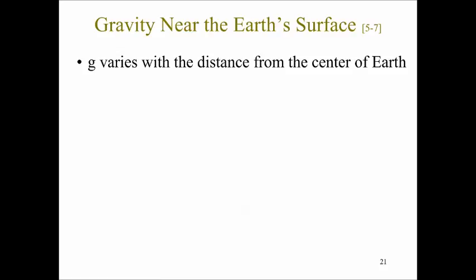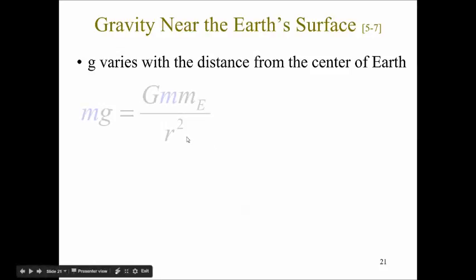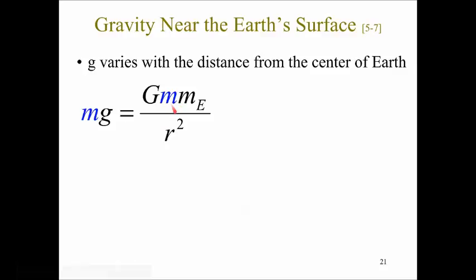So we will be able to calculate that using this universal gravitation. For us to do that, we take the weight, which is mass times gravity. We set that equal to the universal gravitation formula, big G, mass of the object times the mass of the Earth, divided by the distance squared between the center of the Earth and the mass, which is on the surface.